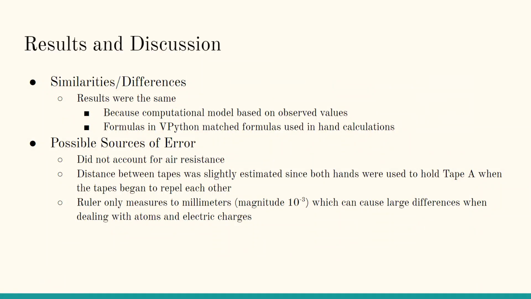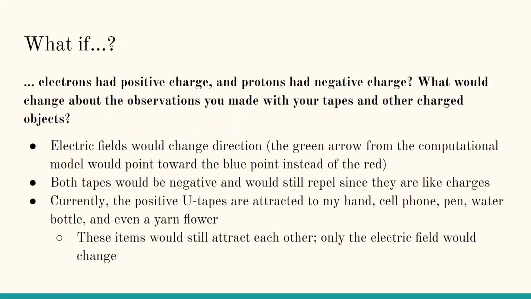Some similarities and differences. The results were the same because that computational model was based on the observed values, but some possible sources of error were that we didn't account for air resistance, the distance between tapes was slightly estimated, and the ruler only measures to millimeters, which can cause large differences when we're dealing with atoms and electric charges.